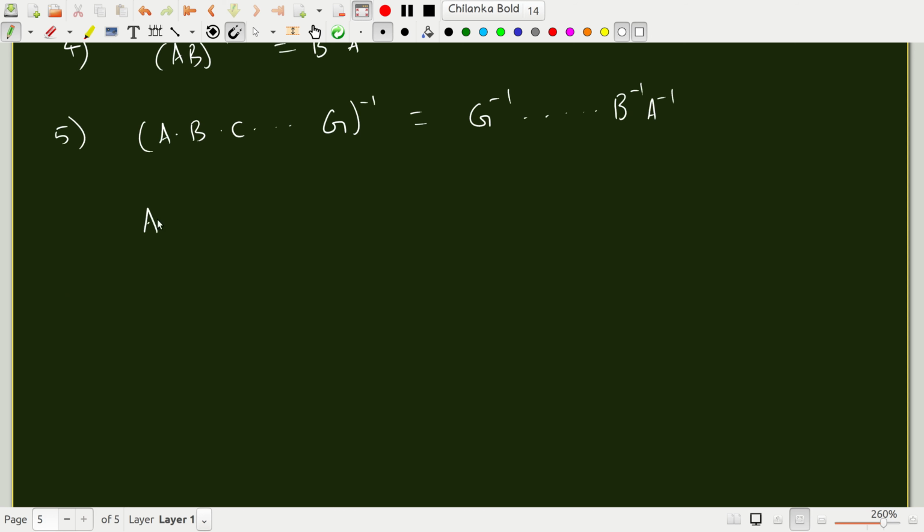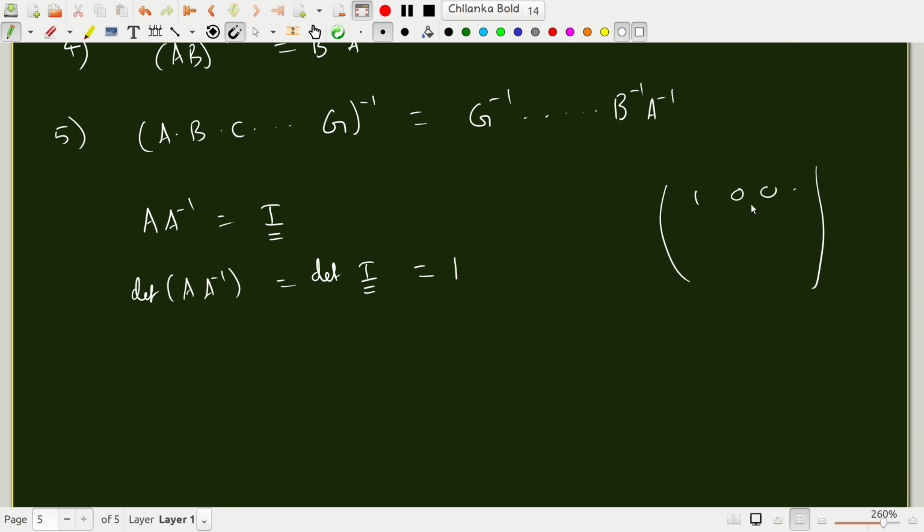Now we know that A A inverse is I, so the determinant of A A inverse is the determinant of I. The determinant of the identity matrix is 1. The identity matrix, you remember, is just 1 0 0, 0 1 0, and so on. So the determinant of the identity matrix is simply 1. The determinant of a product of two matrices is the product of the determinants. So the determinant of A times the determinant of A inverse is equal to 1.